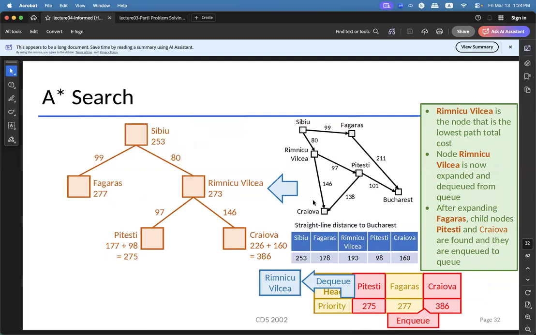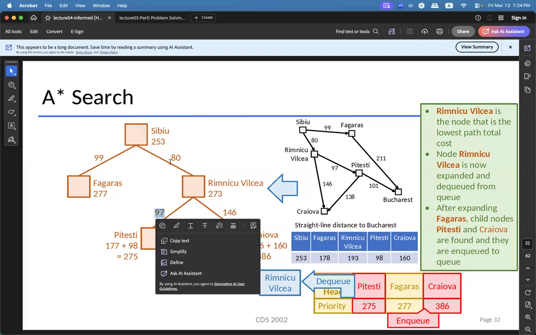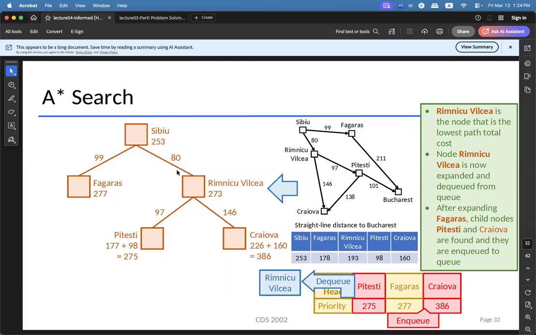And according to the A-star search tree, the Pitesti here has a path cost of 80 plus 97. When we are talking about the path cost of a node in the search tree, we are talking about the cost from the initial state, that is the root node, to that node. Many students would take the 97 as the path cost, but this is not true. It should be 97 plus 80. That will be the real path cost of Pitesti, and 97 plus 80 equals 177. So that is why we have 177 here.